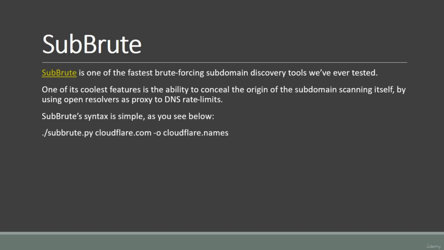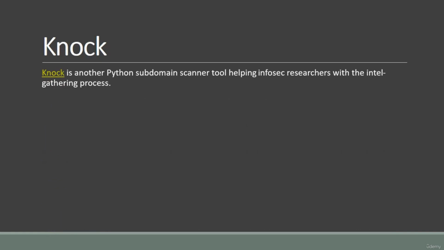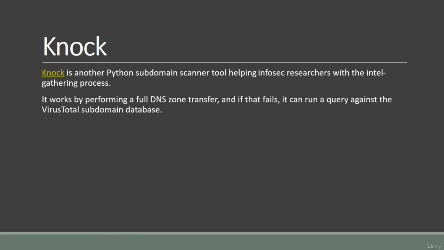Subbrute syntax is simple, as you see below. subbrute cloudflare.com -o, where -o is used for the output, cloudflare.names. Knock is one of the best tools for subdomain scanning, and it works by performing a full DNS zone transfer, and if that fails, it can run a query against the VirusTotal subdomain database. So it takes out all the subdomains that are already present on VirusTotal.